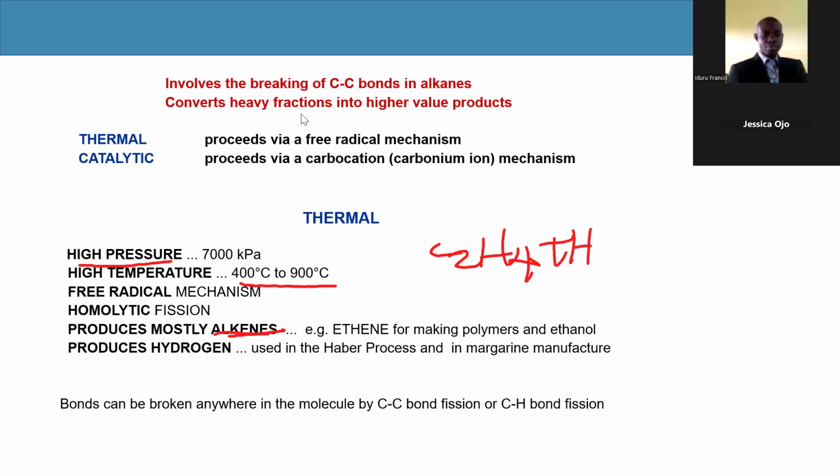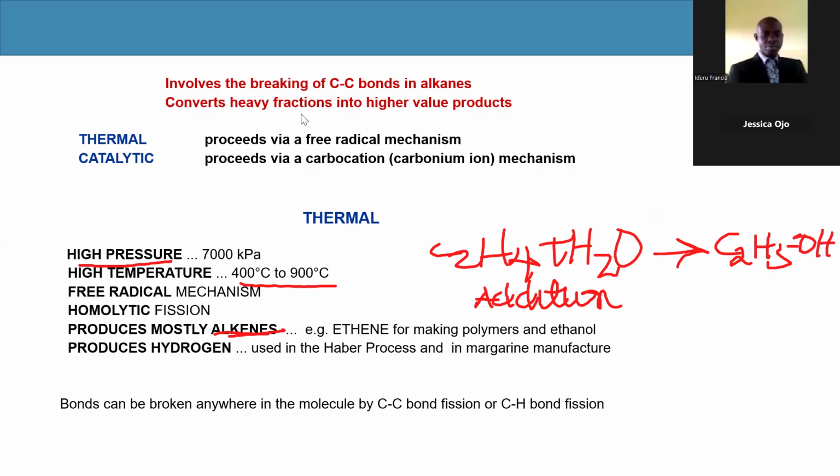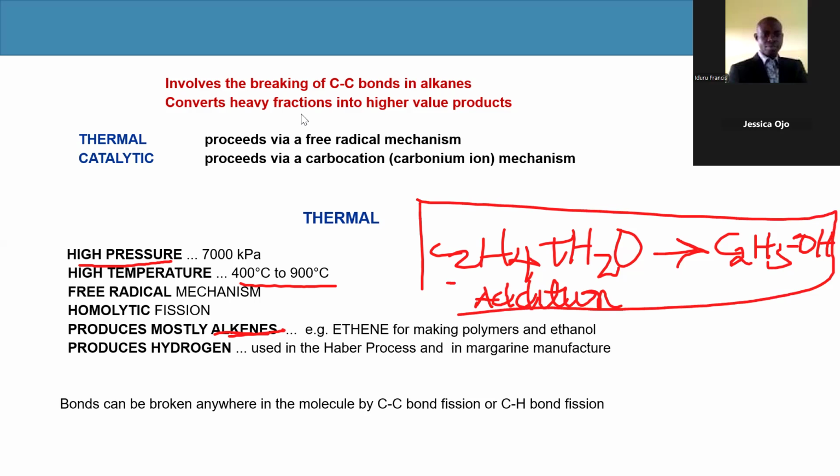C2H4 plus water, what will it give you? It is an addition reaction. Just add together. So C2H5OH. Instead of writing H2, you just put the other ones and rearrange it. So this is an addition reaction. So cracking, this is ethene, this is a gas.